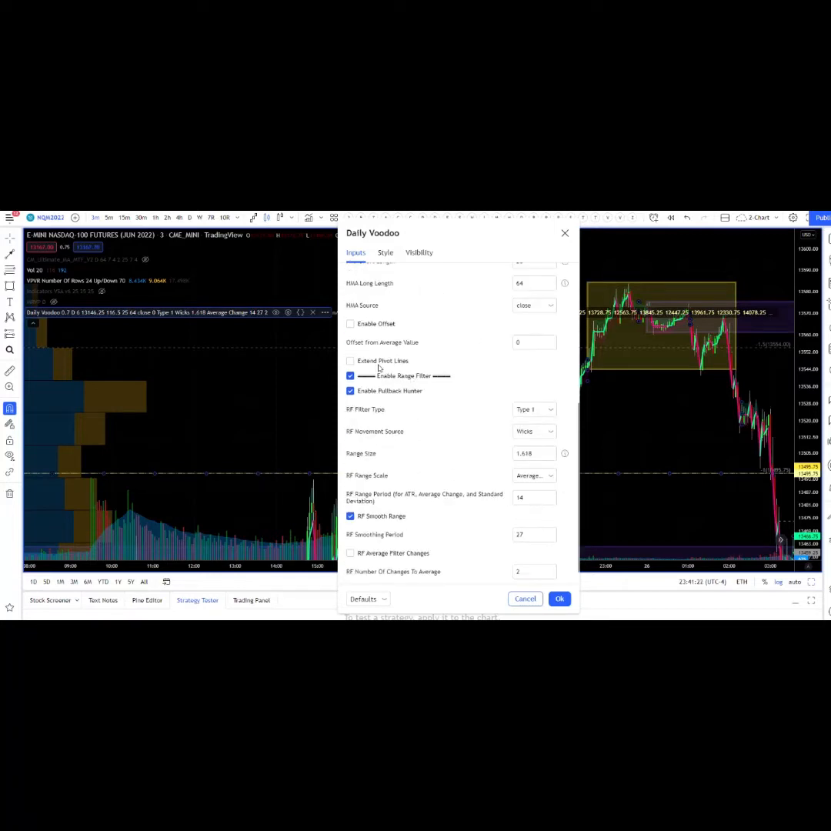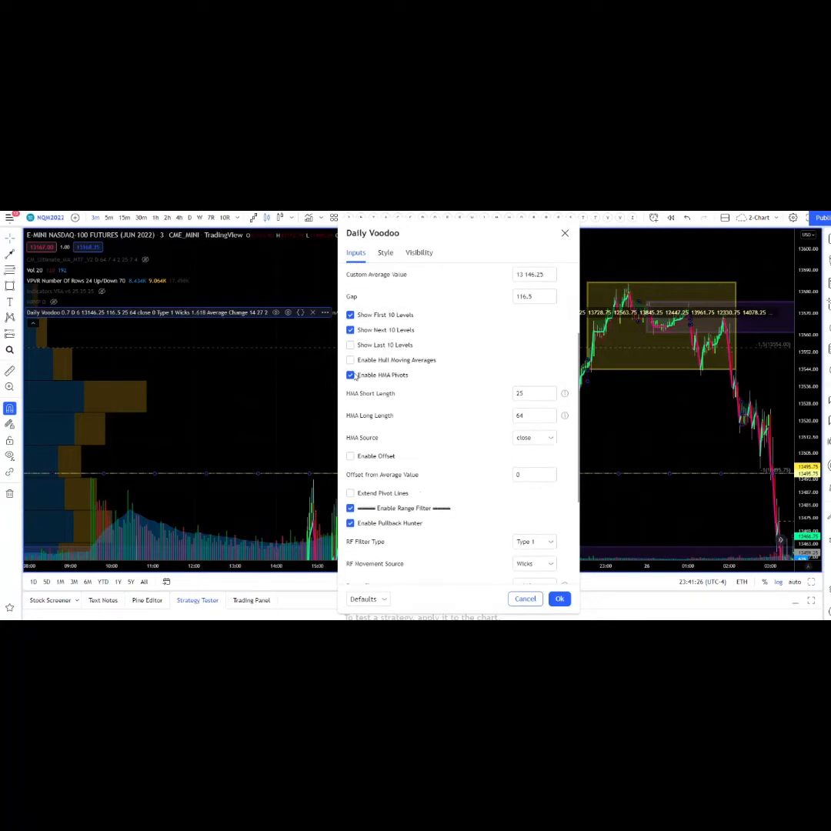Then here, the HMA pivots, which are those little dashed lines. My standard is 25 for the short, 64 for the long. They need to be square rootable. So these are my favorites. I usually use the close. I'm not showing them, but if you want to, you can show where those two moving averages are. It's not really necessary, but it's kind of interesting.